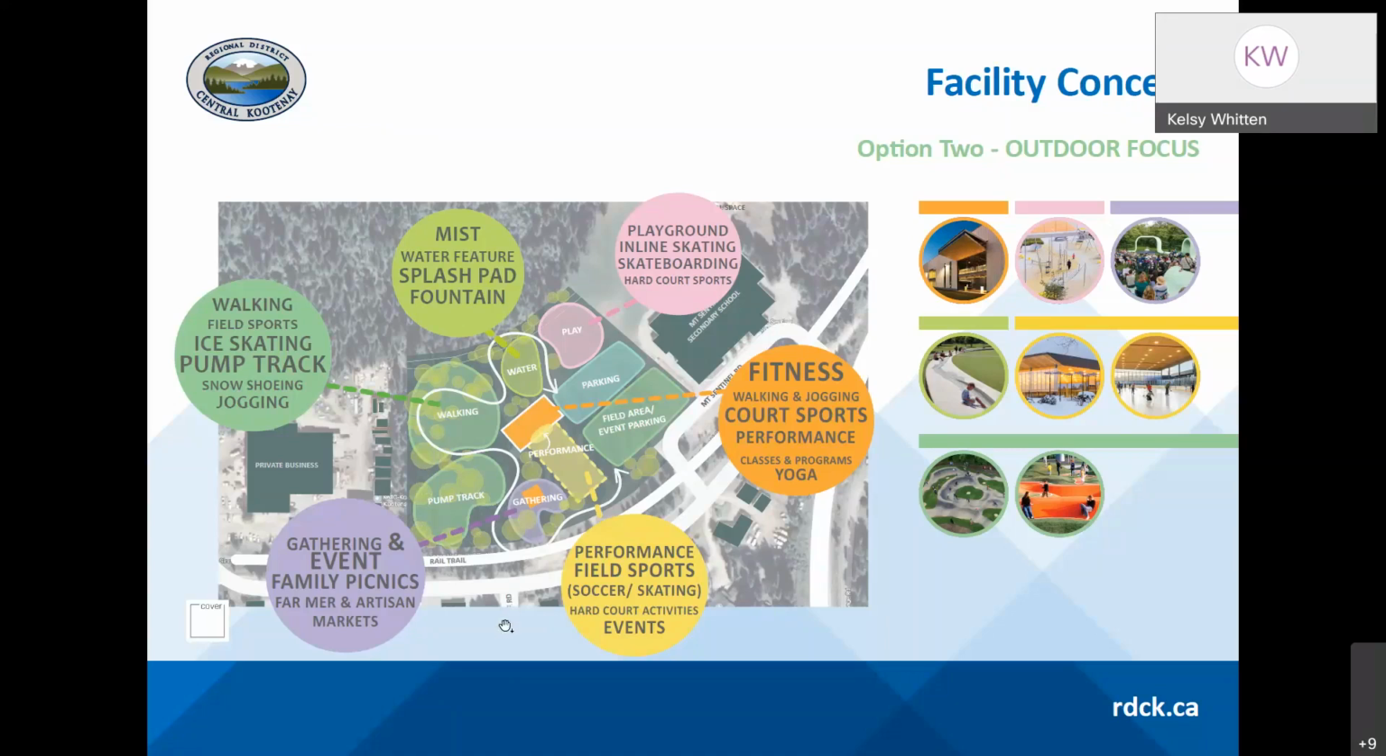There's also in purple there the idea for just a general gathering space. Might have a small covered area for smaller performance or smaller gathering, markets, that sort of thing, close to the rail trail, and some bike parking as well, so people could access those programs that way.